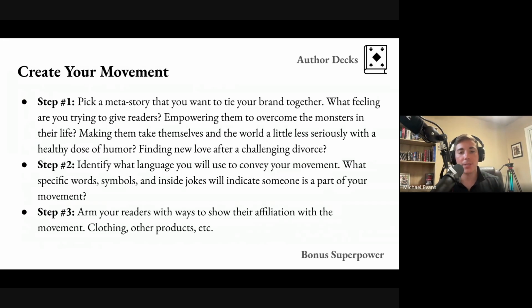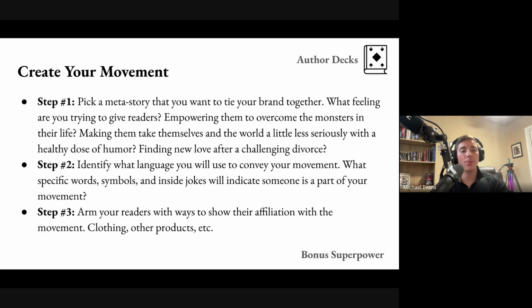Step number two is identifying what language you will use to convey your movement. What symbols, inside jokes, words? How does someone understand what this is about? How are you actually conveying this? Not the boring marketing language or the one sentence you might tell me, like, Michael, I figured out my movement. Great. That's not actually it. Create your movement, animate it, create a story, symbols, and world around it.